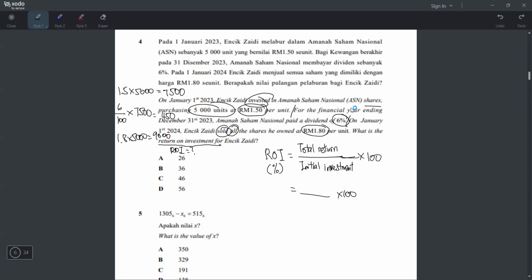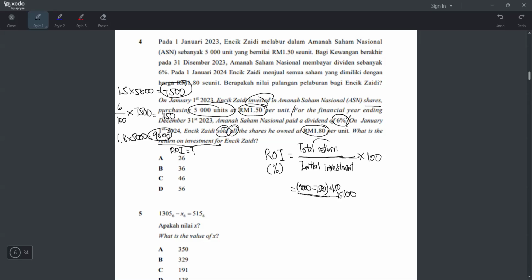Okay, now tell me how to get the total return. Return means profit, it's like untung. So how to get the total return? You have to take the 9,000 minus the 7,500. Why do I have to minus? Because when you sell, you get 9,000, but it doesn't mean that your profit is 9,000, right? So to get the return you take the selling price 9,000 minus the amount you spent to buy the shares, 7,500. Because when you take the selling price minus the buying price, you get the profit, the return. And don't forget the 450 is also a type of return. So I have to plus 450 here, right?